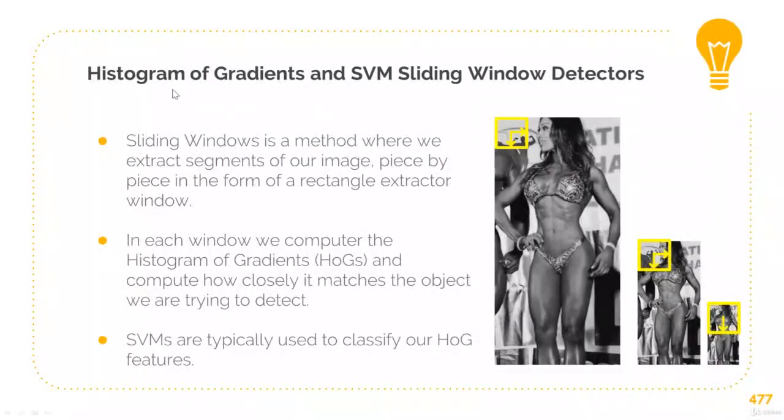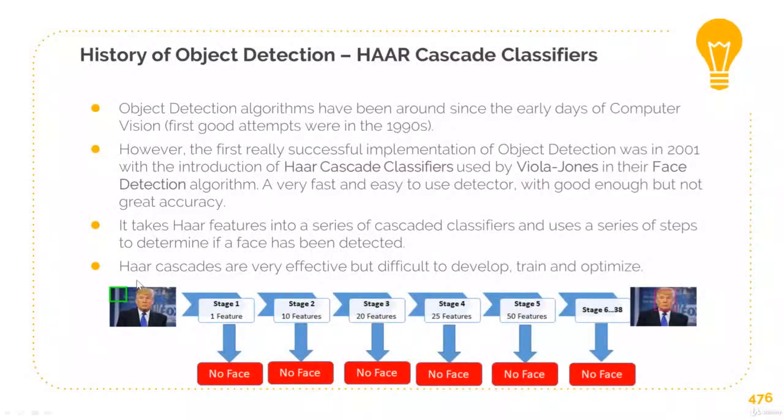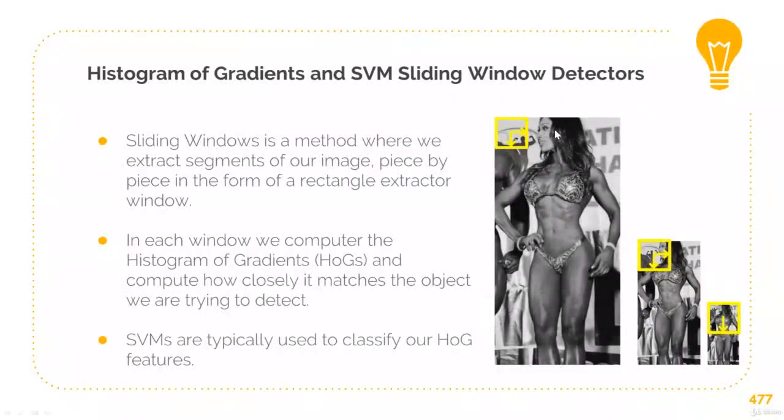So let's move on to histogram of gradients in SVM sliding windows. Sliding windows is a method where we extract segments of our image piece by piece in the form of a rectangle extractor box. I mentioned it in the previous slide when I was talking about this box being slid across this image. This is a picture of my wife from her last bodybuilding bikini competition 2 months ago.